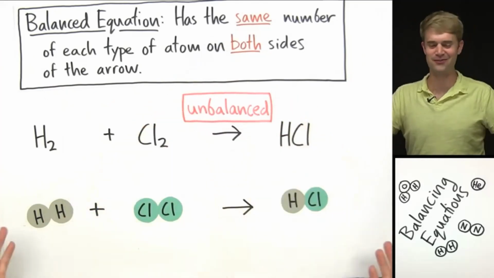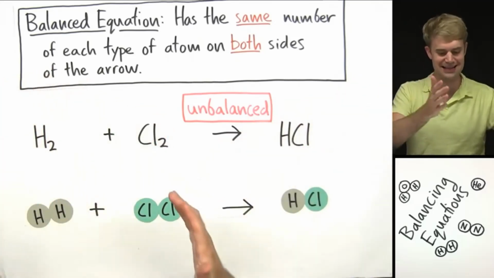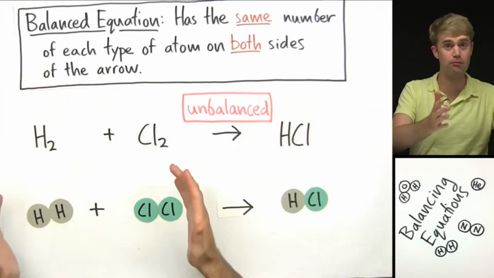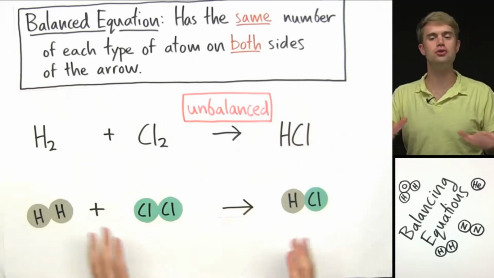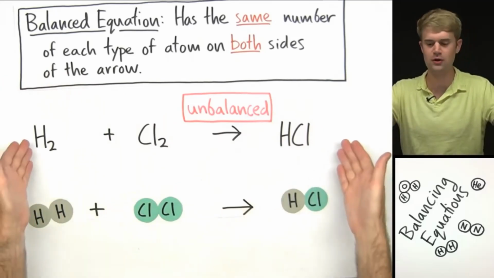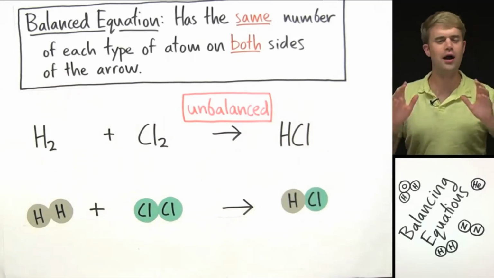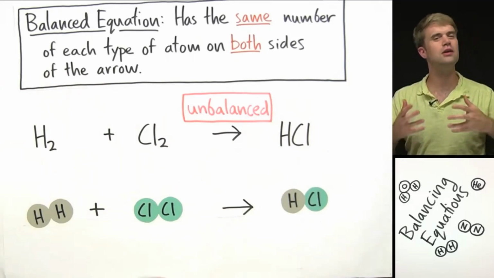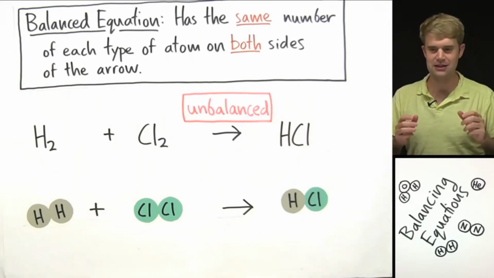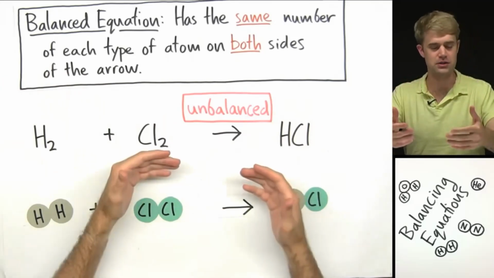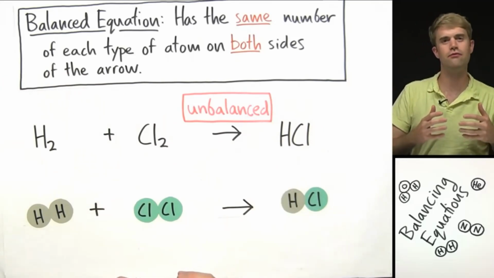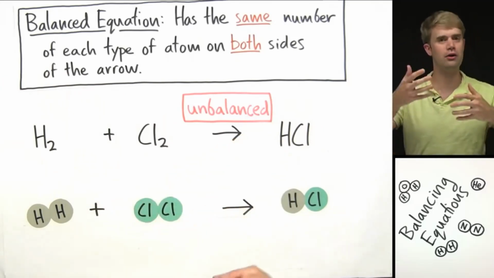Unbalanced is just the word for an equation that's not balanced. It has different numbers of one or more of the types of atoms on the 2 sides of the arrow. Okay, so this is currently an unbalanced equation. Now, most of the time in chemistry, unbalanced equations aren't particularly useful to us, and we have to make them balanced before we can use them for problem solving or for doing calculations.